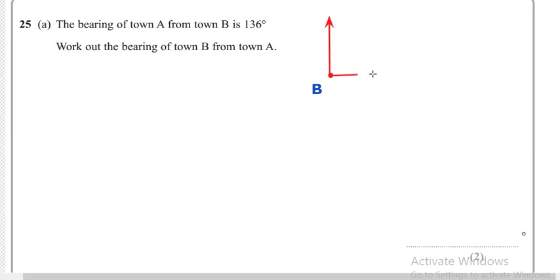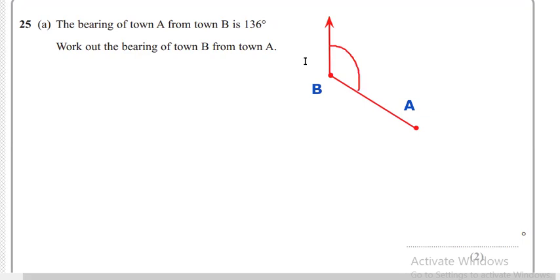So let's say this is 90. This is the bearing, it starts from the north line and goes like this. So this is a bearing of 90. And this is a bearing of almost 136. This means the bearing that we're talking about is over here, like this. And this is town A here. So this bearing over here is 136. So this angle here is 136.